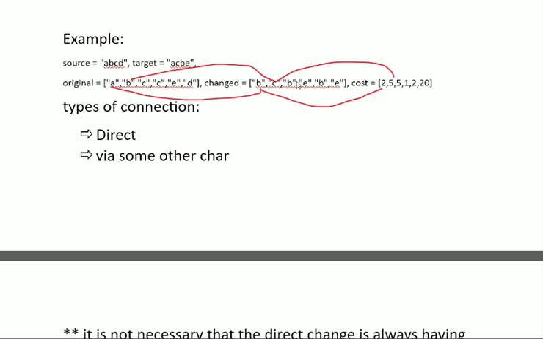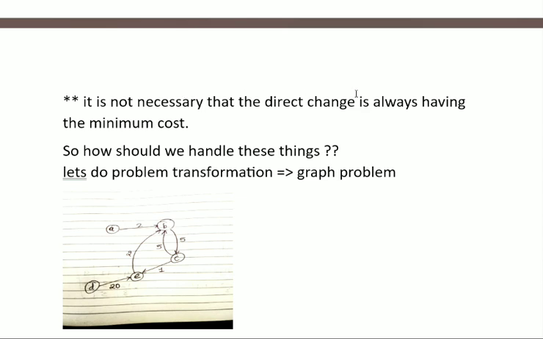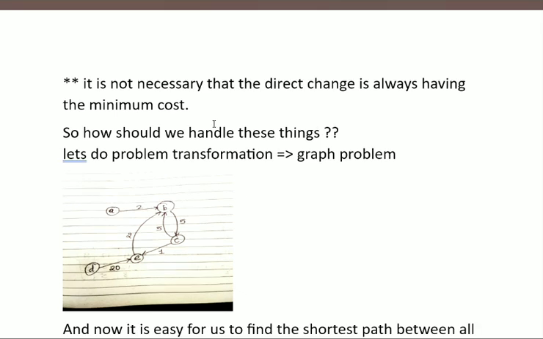But suppose I say that I have to convert from A to C, so there is no direct conversion from A to C. What can I do in that case? In that case, I'll be taking A to B and then B to C, right? A to B and then B to C. So the total cost will be 2 plus 5, 7. So this other conversion is using some other intermediate characters, and also it is not necessary that our direct change is always having the minimum cost. So how will we handle these intermediate conversions?